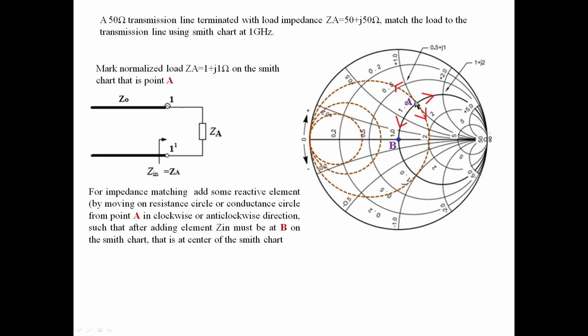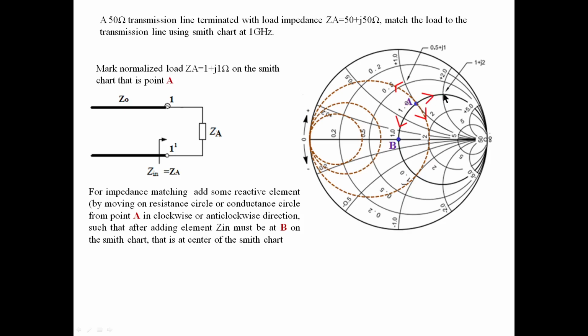Next, from the load point you can move in the clockwise direction like this. On which circle are we moving here? See, this is a point. We can move over the resistance circle, in the clockwise direction. In which direction we should move, we will see later. But from the load point, I am moving on the resistance circle in the clockwise direction.